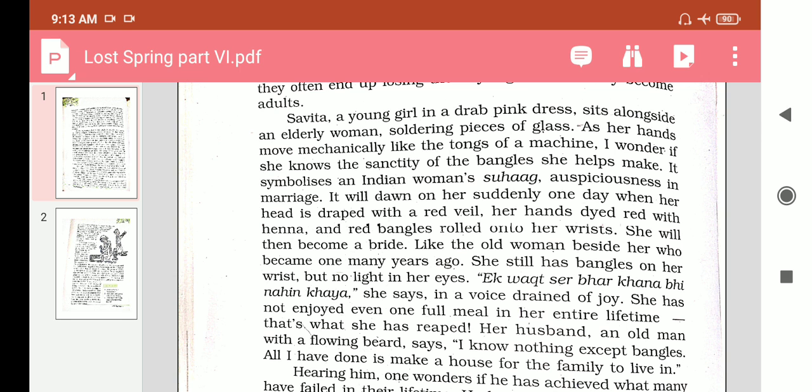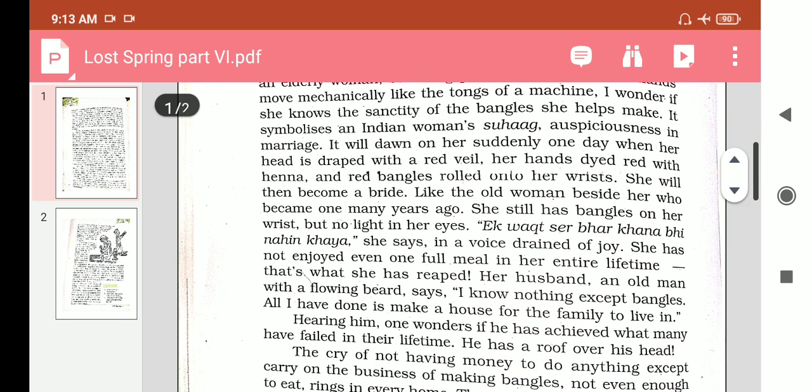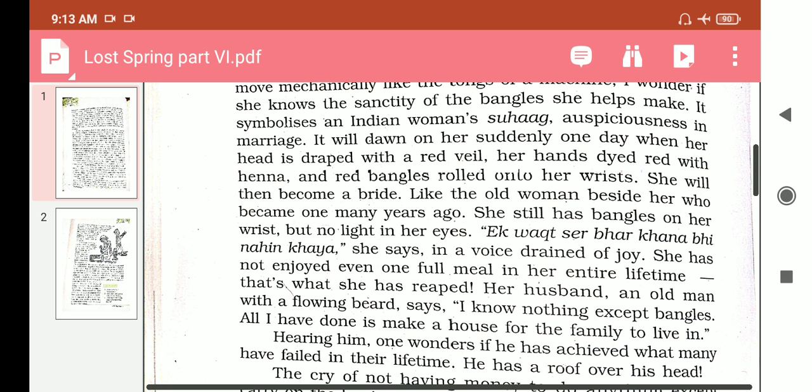Right? Now again text. It will dawn on her suddenly one day when her head is draped with a red veil, her hands dyed red with henna, and red bangles rolled into her wrists. She will then become a bride, like the old woman beside her who became one many years ago. She still has bangles on her wrist, but no light in her eyes.